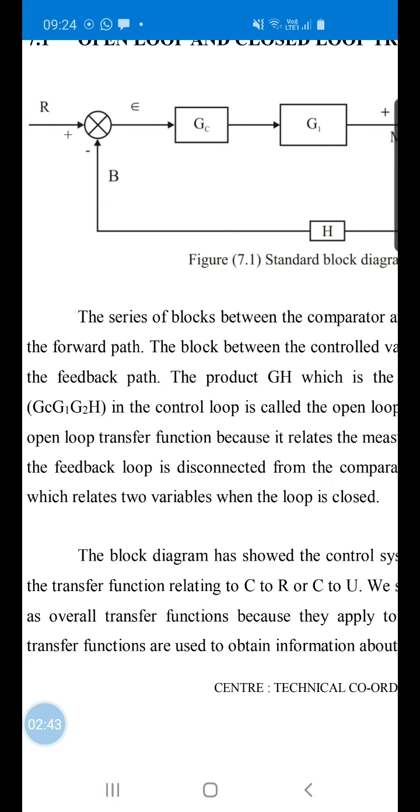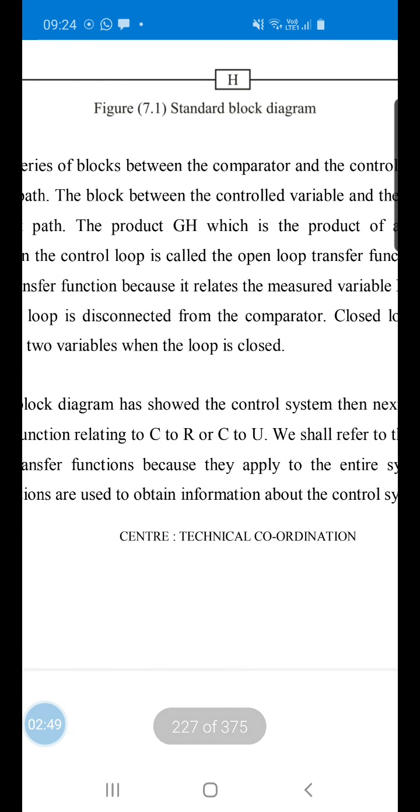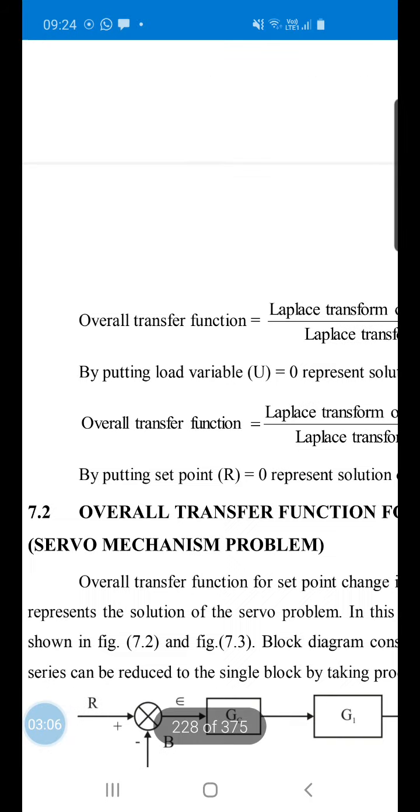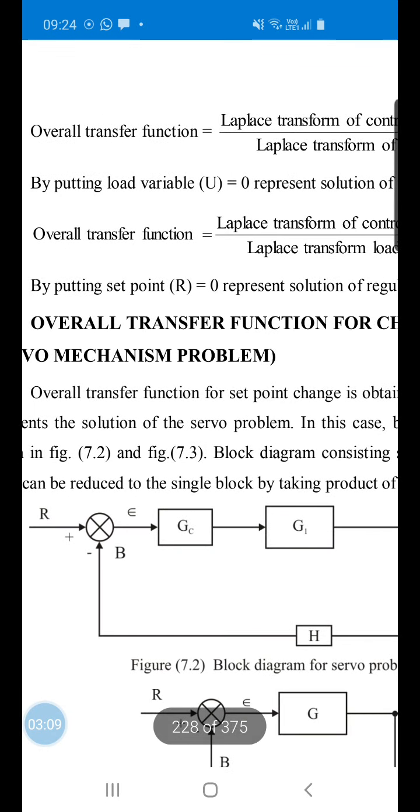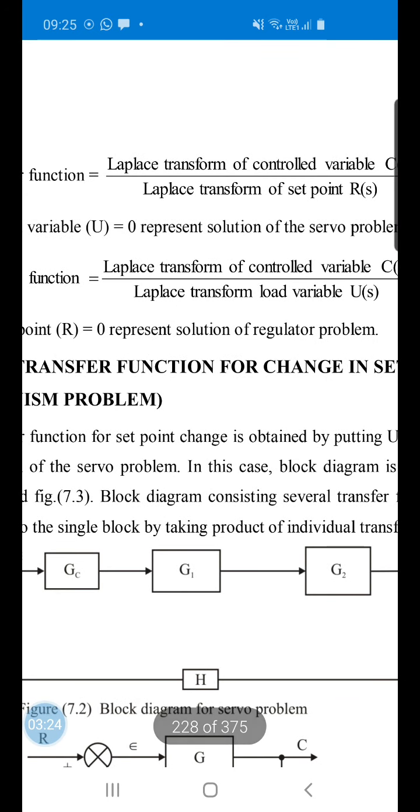Then the next step is to determine the transfer function C by R or C by U. We shall refer to these as overall transfer functions because they apply to the entire system, and they are used to obtain information about the control system. What is the overall transfer function? It is the Laplace transform of the control variable C of S upon the Laplace transform of the set point R of S. That is, C by R is the overall transfer function if we put U equal to 0.